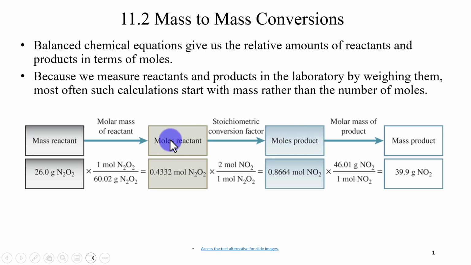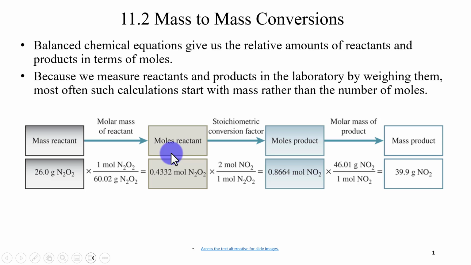To be able to get there, I first must convert the mass of my reactant to moles of my reactant. And I do that by using the molar mass of the reactant in question. And we've learned to do that previously. We calculate the molar mass by adding up all the atoms from the periodic table, the mass of each element and how many we have, and we figure out the molar mass, so the total mass of 1 mole of that compound. Then we convert from mass of the reactant to moles.